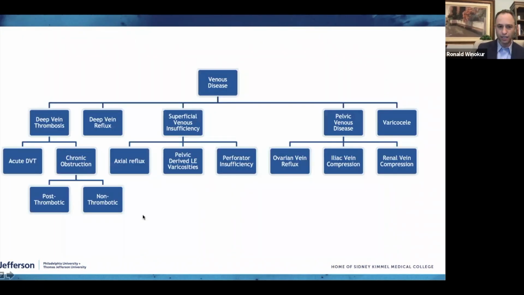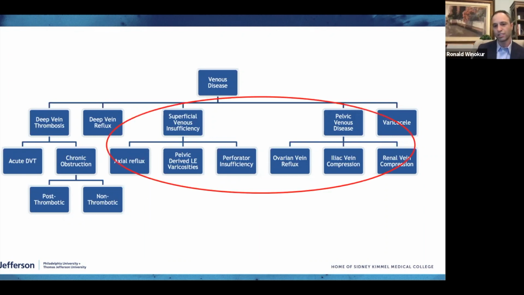So that's this half of the algorithm, this half of the side of the process, deep venous reflux and deep vein thrombosis and deep obstruction. So what about this other side of this process that's even more interconnected? Let's talk a little bit about the superficial and pelvic venous disease side.